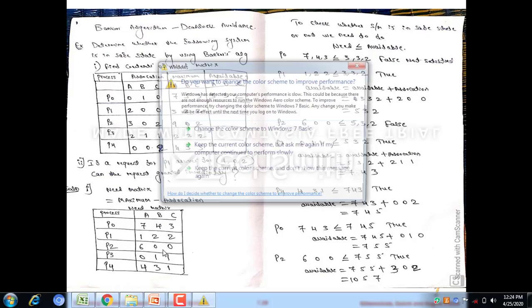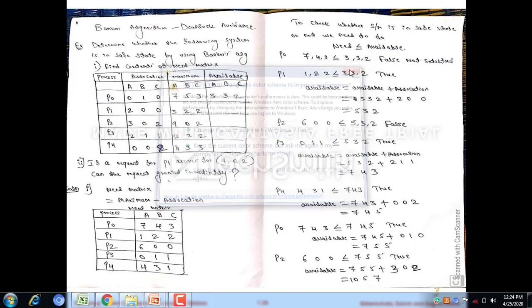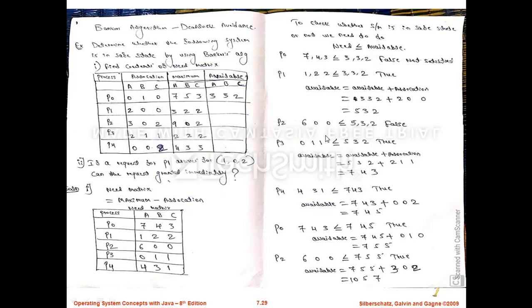Go to P3. P3 need matrix is how much? 011. Whether 011 is less than or equal to 532? Yes. 0 is less than 5, 1 is less than 3 and 1 is less than 2. True. Then it will complete the execution. Then available will get modified. Available equals available plus allocation: 532 plus allocation of P3. Allocation of P3 was how much? 211. Then 211 will be added. 5 plus 2 is 7, 3 plus 1 is 4 and 2 plus 1 is 3. 743 it is.